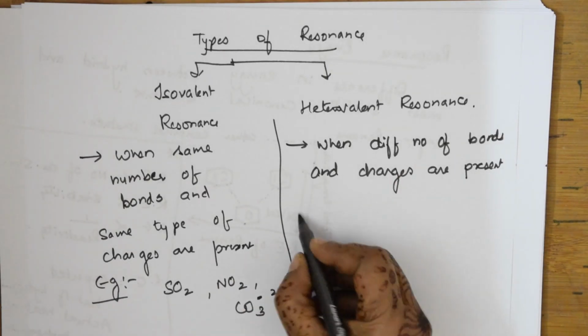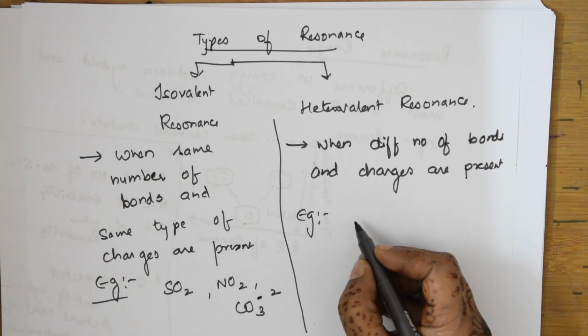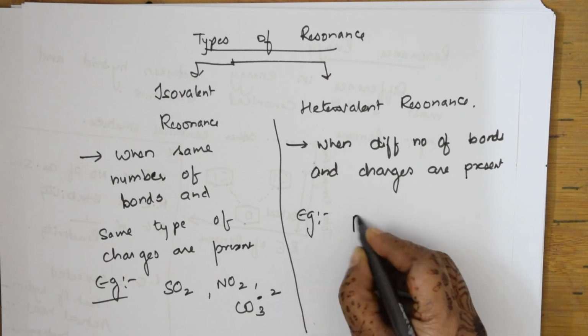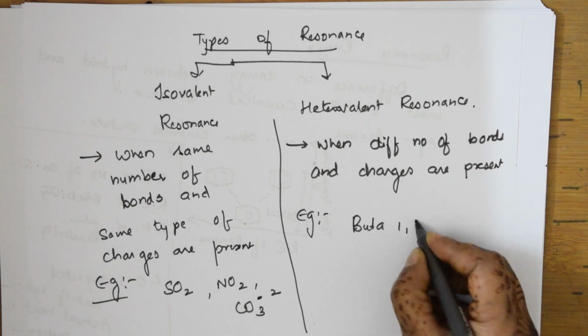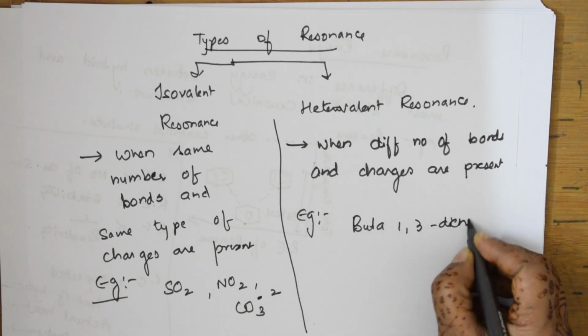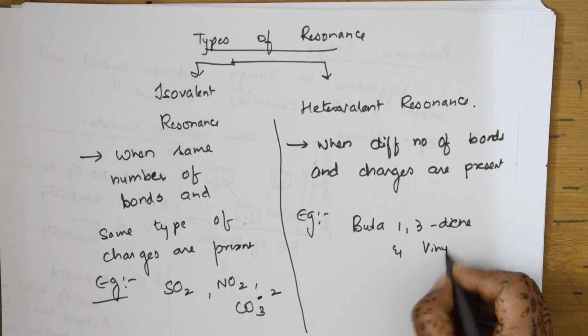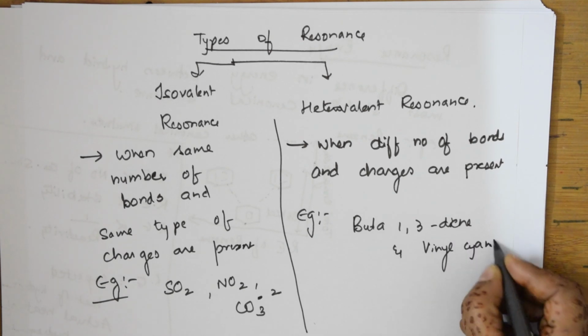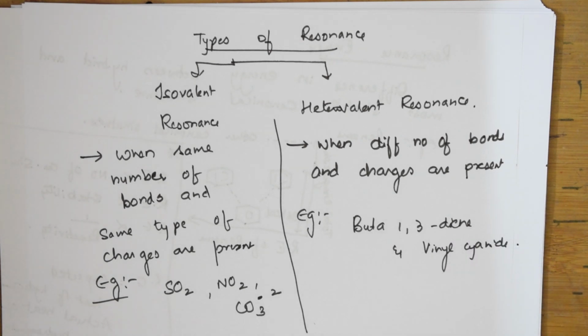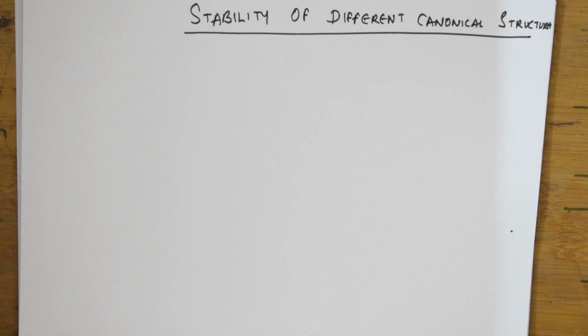Yes, now let us come back to heterovalent. When I take heterovalent, the best example is buta-1,3-diene and vinyl cyanide. Both are different. Charges are different and even the number of bonds also are different. Yes, so this is your type of resonance, students. Now let me come back and meet you with the different stability of different canonical structures, taking different examples.